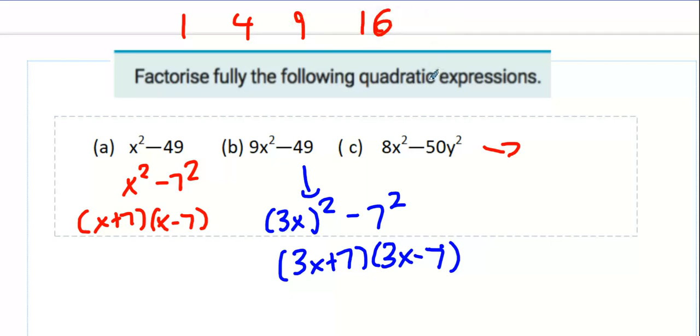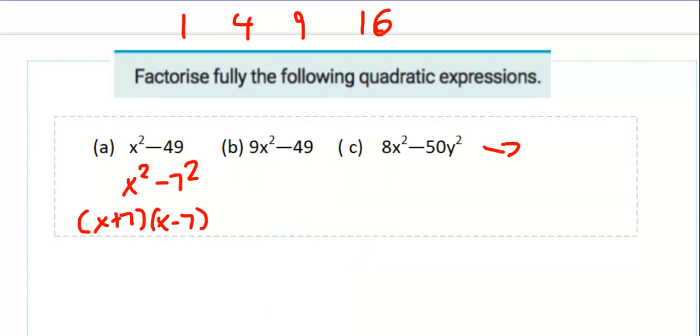Lads, 8 and 20, 8 and 50 are not squared numbers. But take out an even number. What even number can you take out of two of these? You take out two. Lads, you can take out two. And what's left over when you take out two?